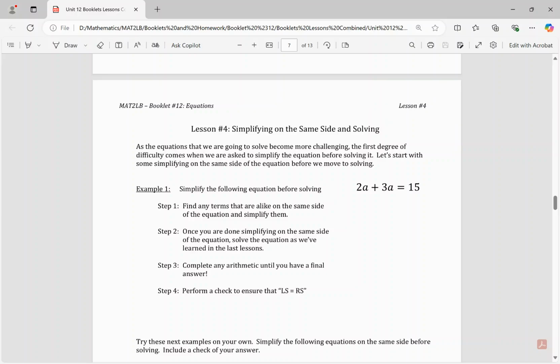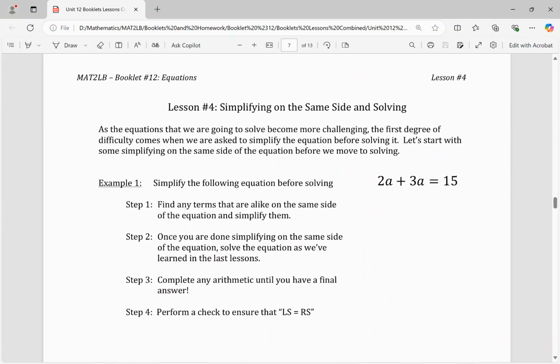All right, everyone. Today we are going to cover lesson 4 in booklet 12. That is simplifying on the same side and solving. As we progress through these lessons, our algebra is going to gradually become more and more complicated. In this lesson, we're going to combine opposite operations, as we learned earlier in this booklet, along with collecting like terms, which we covered in previous booklets.